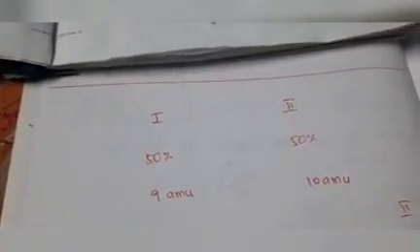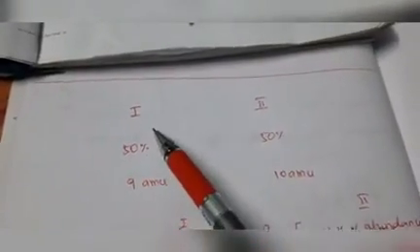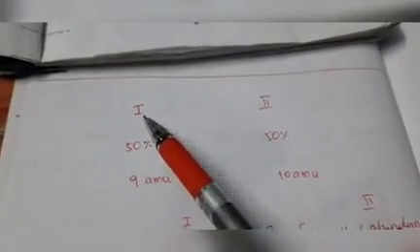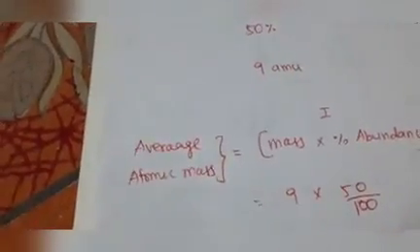First one, general. Two isotopes are present: this is the first isotope, this is the second isotope. The percentage is also given: the first isotope is present at 50% and the second isotope at 50%. The mass is also given: the first isotope mass is 9 atomic mass units and the second isotope mass is 10 atomic mass units. If we know this data, we can calculate the average atomic mass.